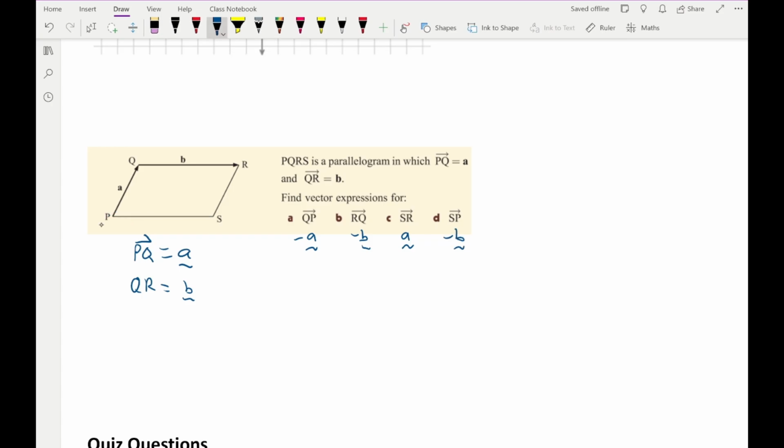Now, you can do funky stuff as well, like if you want to go from P to R, which is that vector there, all you need to do, PR, is to do A and then do B. Pretty cool, but we'll talk more about vector addition next time.